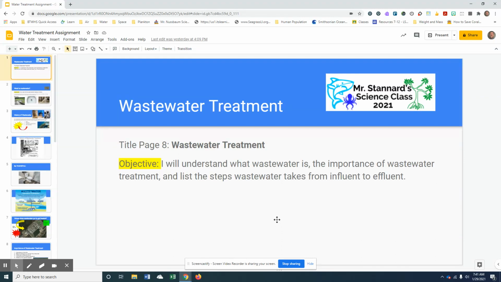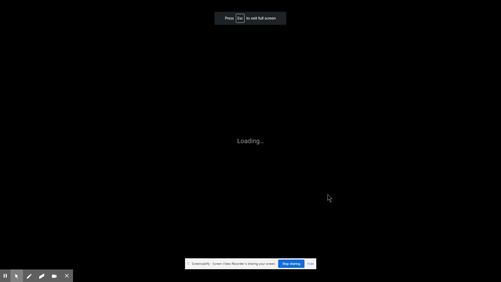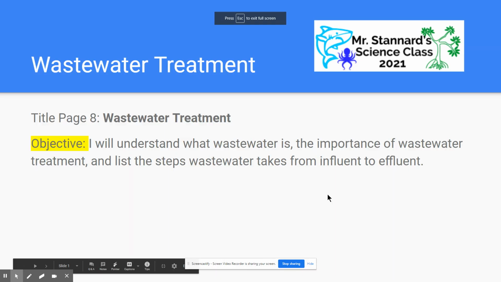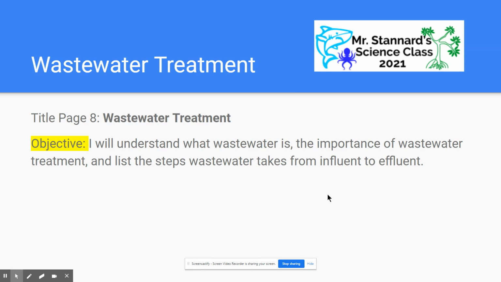Hi, hello students. Today's lesson is going to be on wastewater, and specifically what we do with wastewater and how we treat it, where we treat it, the history of wastewater, the steps that are taken to go from what is known as influent, that's a vocabulary word, to effluent, another vocabulary word.